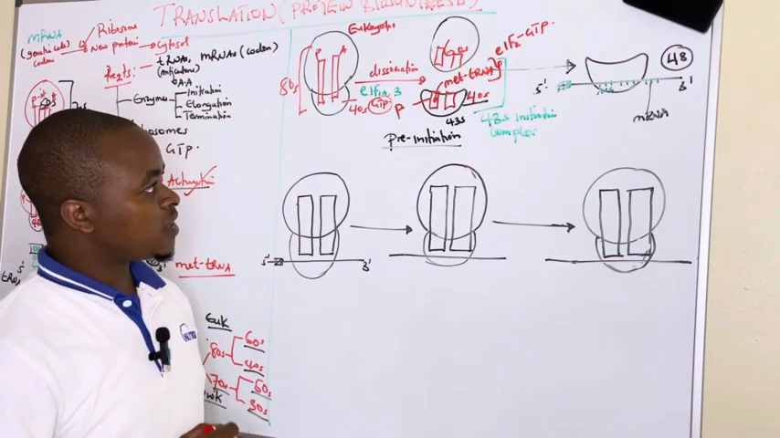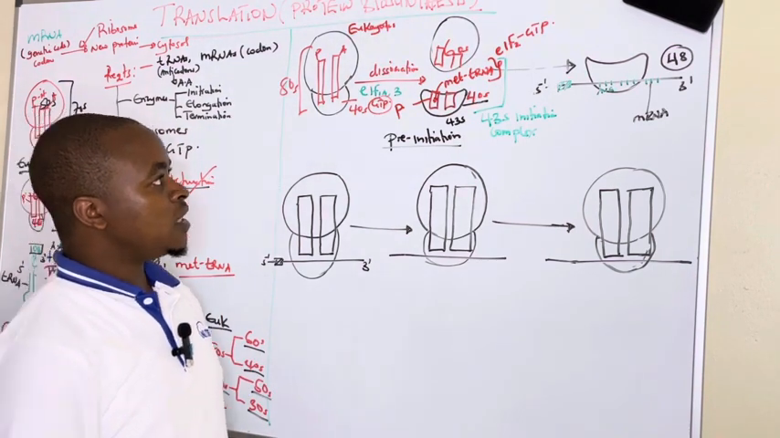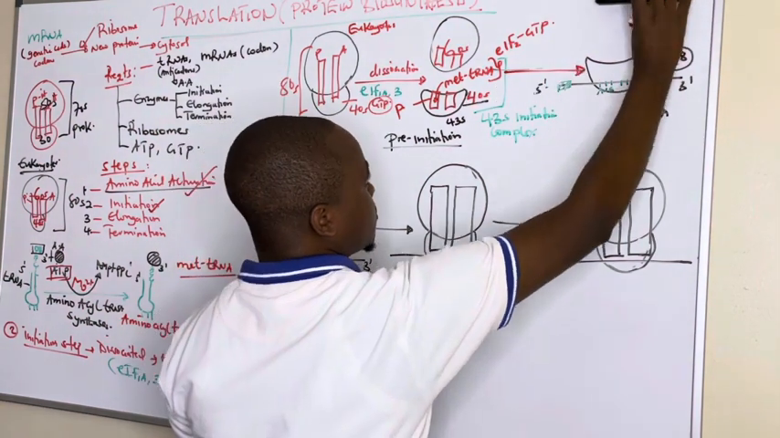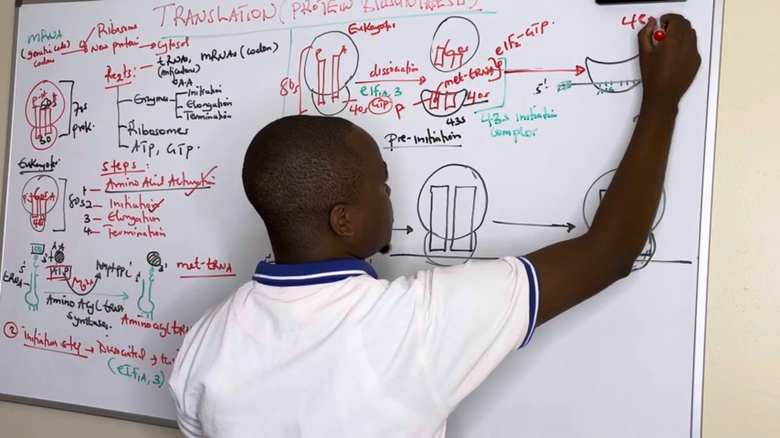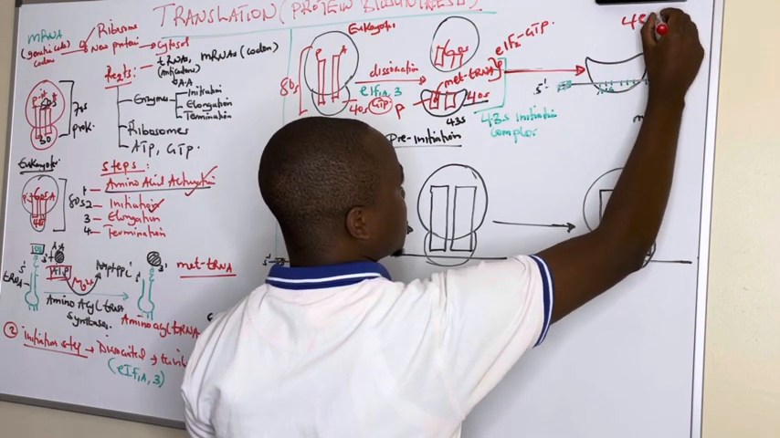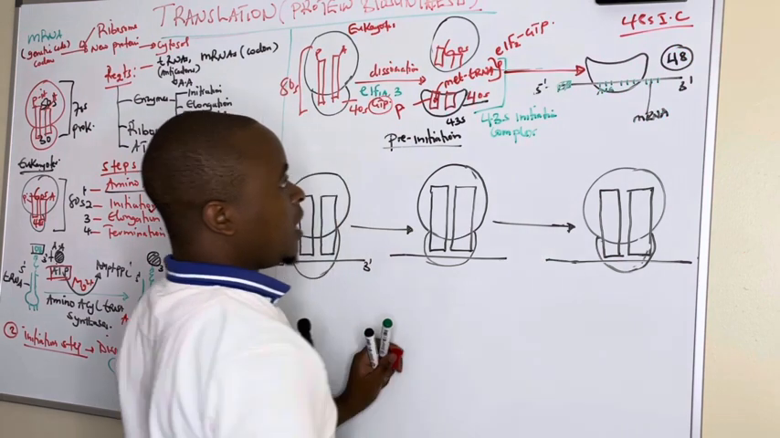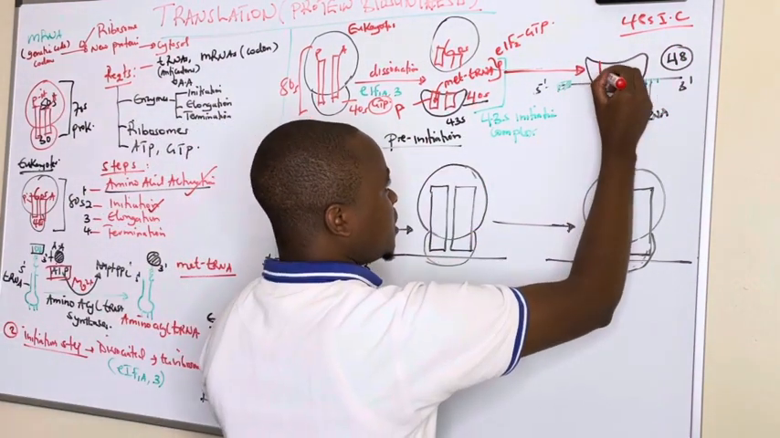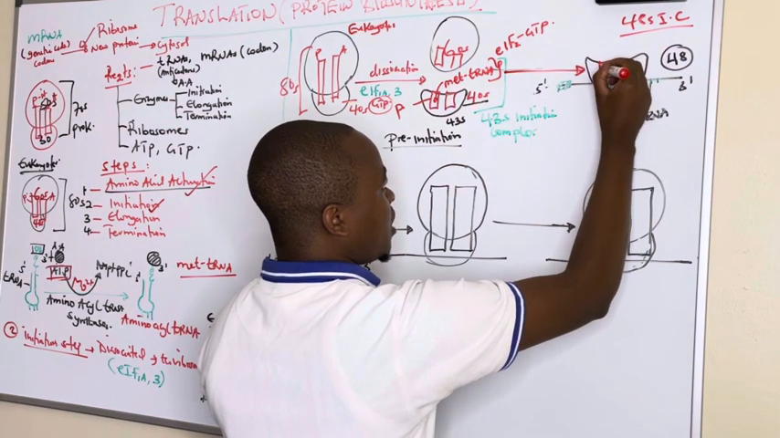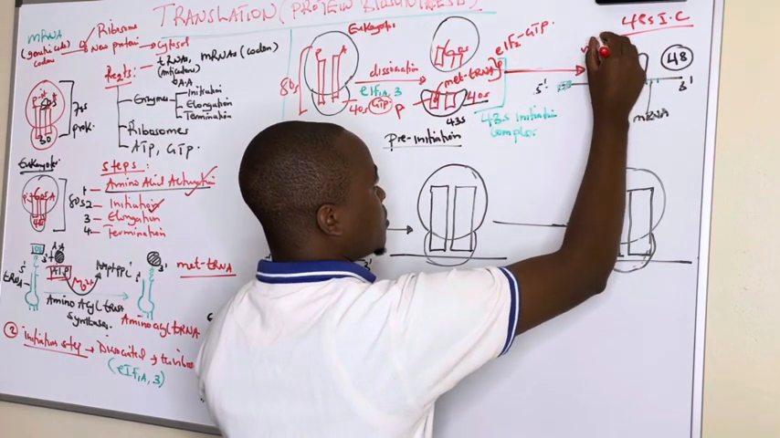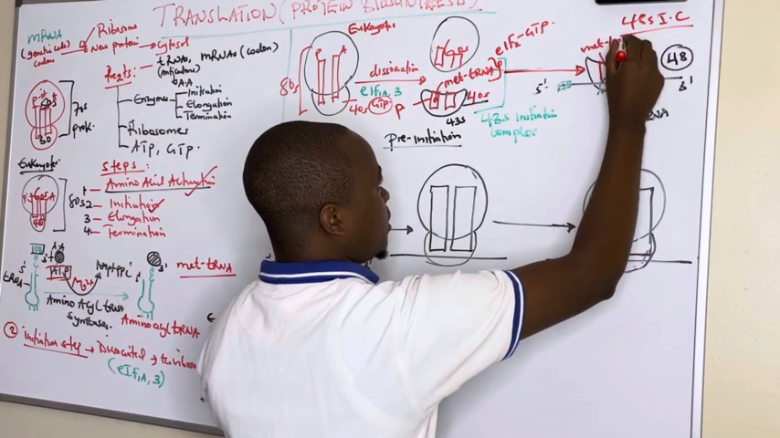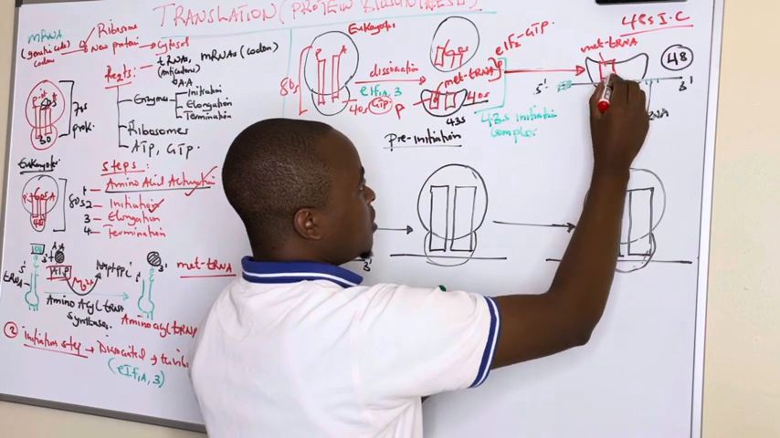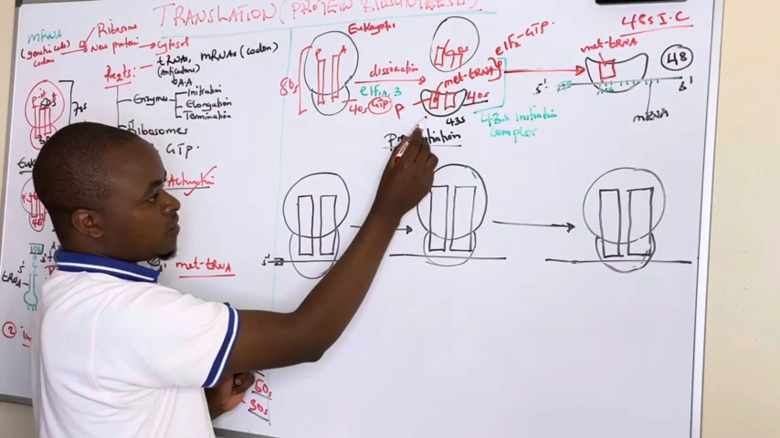And it is this 43S pre-initiation complex that is used to form the 48S initiation complex. And how do we form the 48S initiation complex? We already have in the P site our MET transfer RNA in eukaryotes, and it was without messenger RNA.